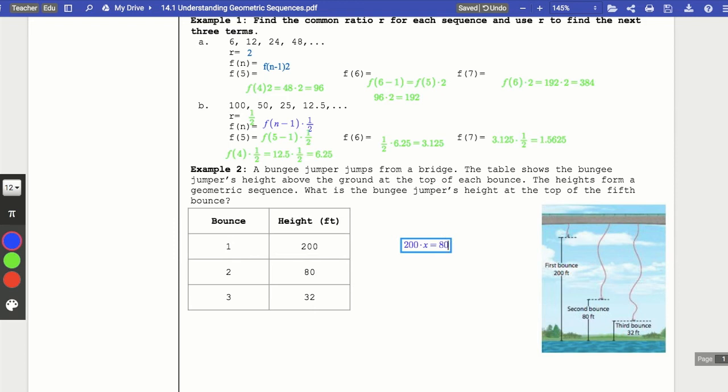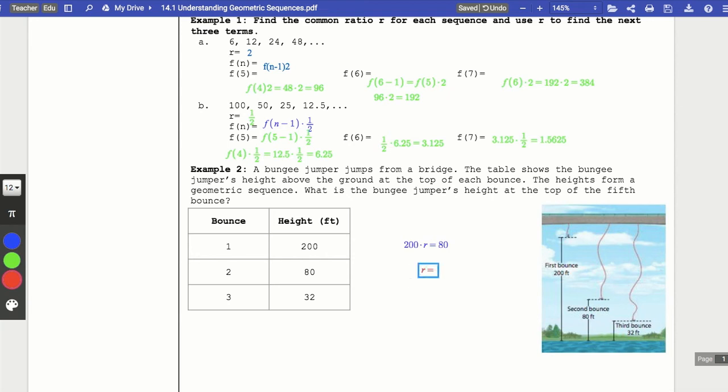So this is just some quick math. The reason why I said 200 times x is because that's what the geometric sequence is: the previous term times the number equals the next term. So previous term 200 times the number equals 80. And actually, I'll use r so that we're talking about the common ratio. To solve for this, I'm going to divide by 200.